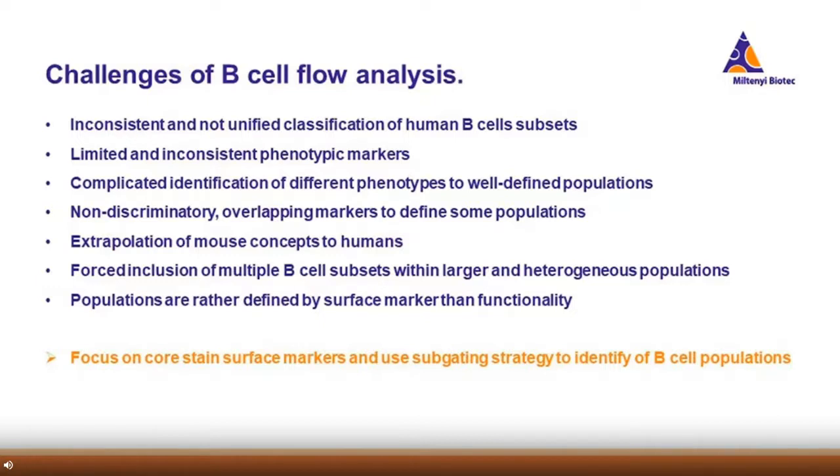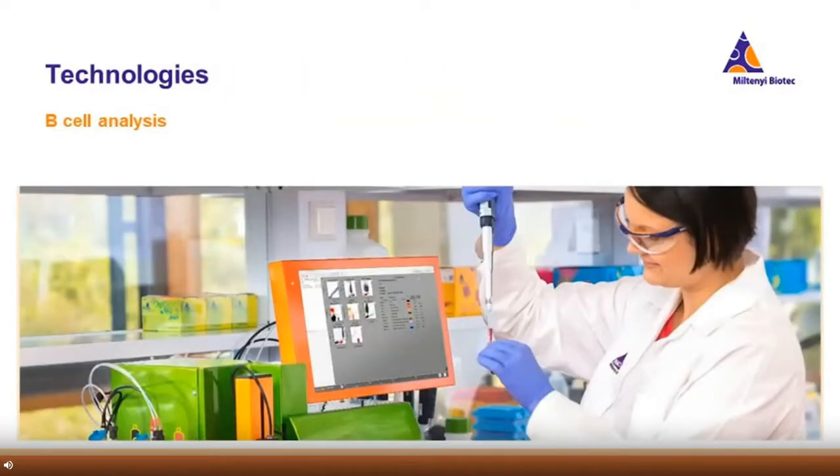And also, the B cells are defined more by their surface markers instead of really their functionality, to look into what they are really doing. So that makes it even more difficult. That's why, when you're working with the main subset and not really specific extraordinary subsets of B cells, we recommend you focus on the cross-strain markers and use subgating strategies to really identify your B cell populations. But this we will explain later in the application part. Now I will hand over to Urmi, who is going to talk about the technologies that will help you to do standardized and reproducible B cell analysis.